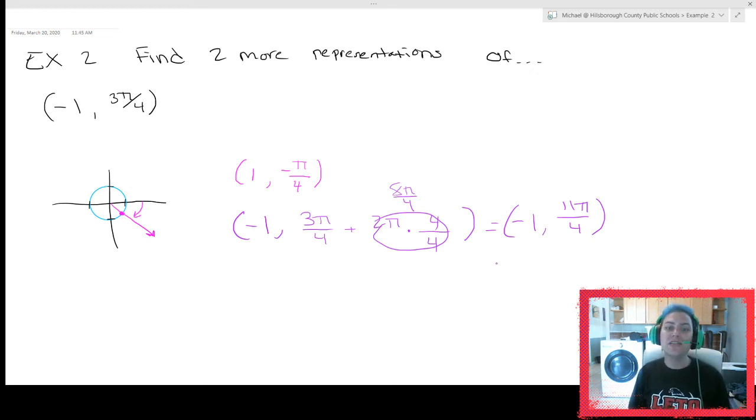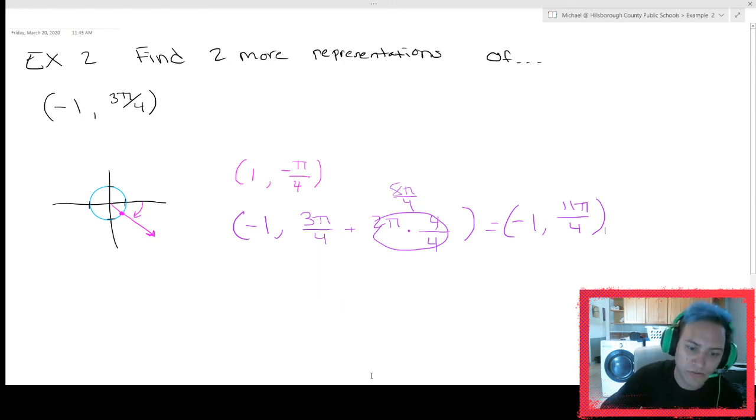I could have added another 2 pi to it, and I could have gotten 19 pi over 4, and that would be the same thing. So all those varieties work. It's just that if you switch the sign, you can add or subtract 1 pi to it. If you leave the sign the same, you can add or subtract 2 pi from that value and get it.